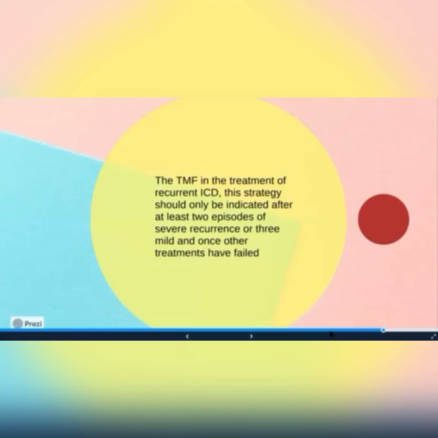Conclusion. In the treatment of recurrent CDI, FMT should only be indicated after at least 2 episodes of severe recurrence or 3 mild ones, and once other treatments have failed.